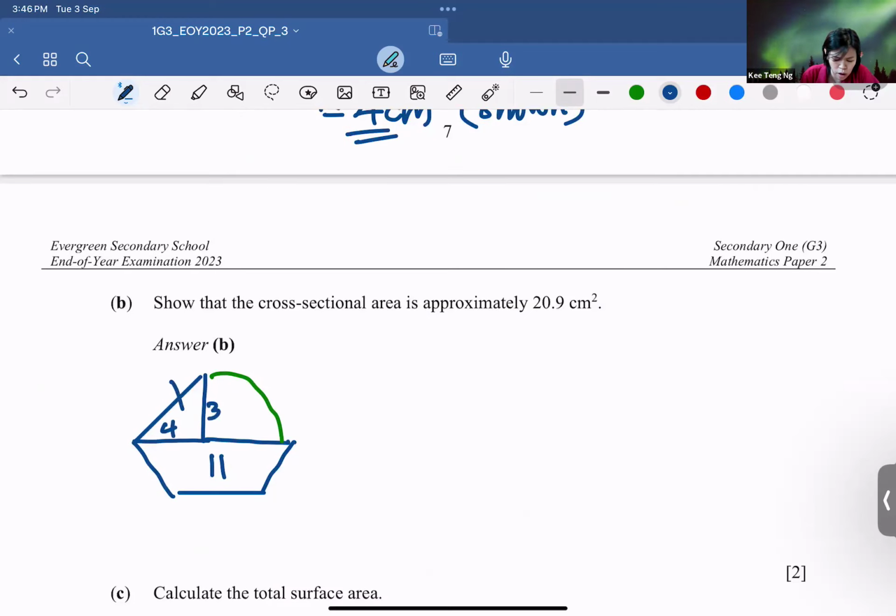4 and 3. So half times 4 times 3. Answer 6 cm squared, right? Next one. How do you find area of quadrant? A quarter of a circle. 1/4 of a circle. Area of circle. Formula?